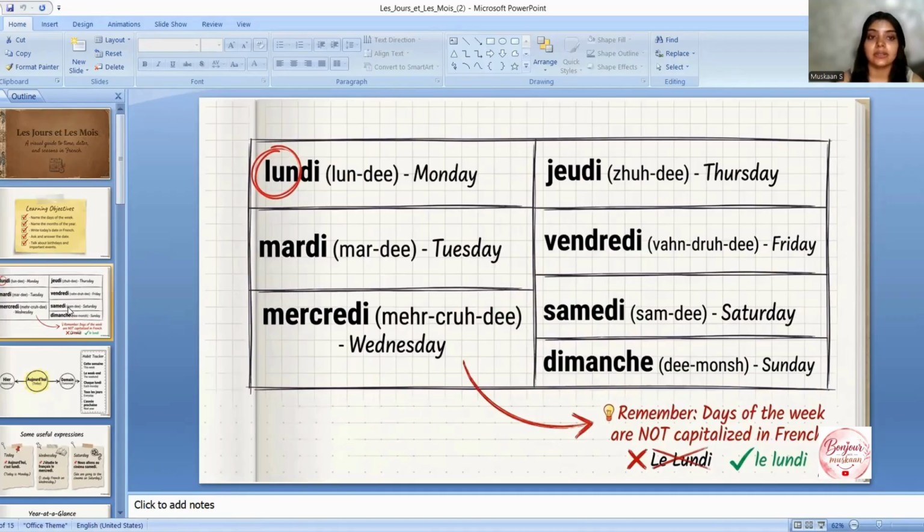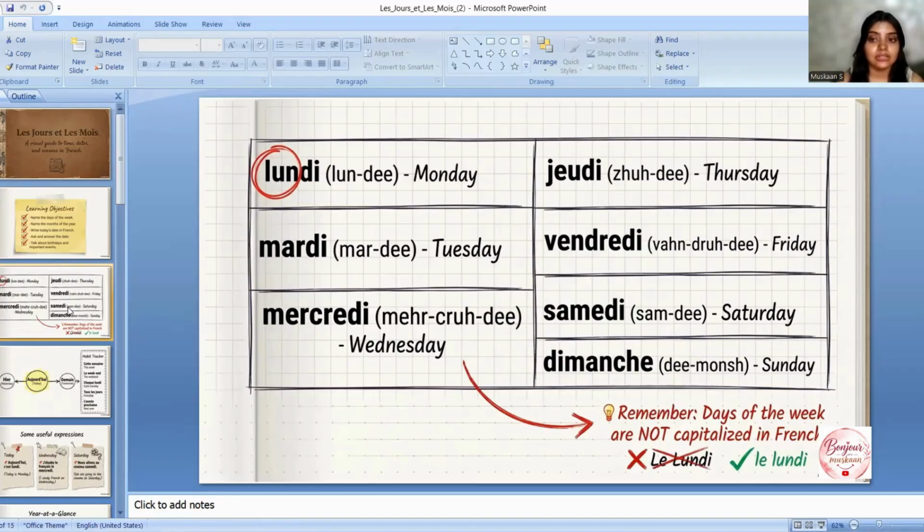Lundi, which is Monday. Next is mardi. Mardi is Tuesday. Third is mercredi. Mercredi, which is Wednesday. Next is jeudi. Jeudi, which is Thursday.